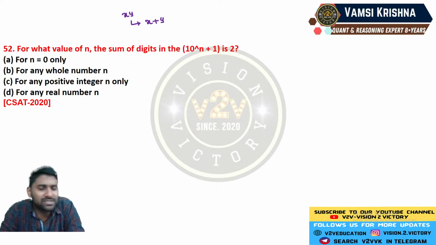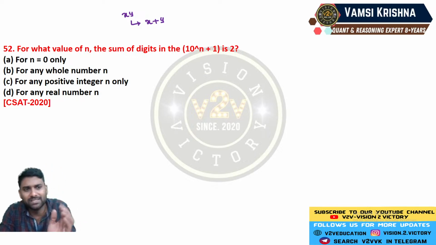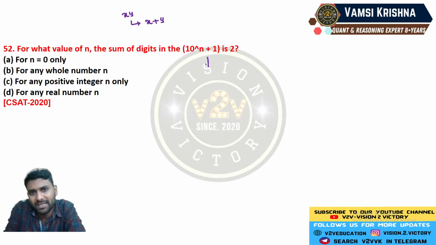Now here we have options. You can take n is equal to 0 only, then you get 2 as the sum. Or you can consider any whole number, any positive integers n, not any real number n. Now try to understand the options and how we can compare with the question. Here the given information is 10 power n plus 1.